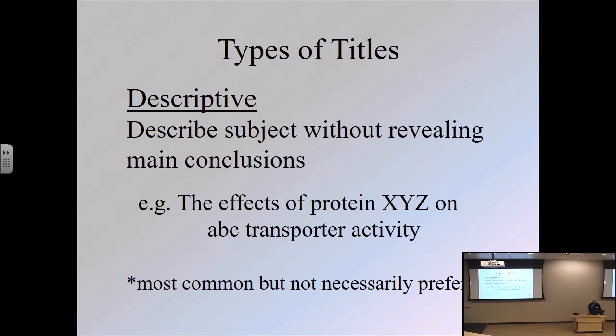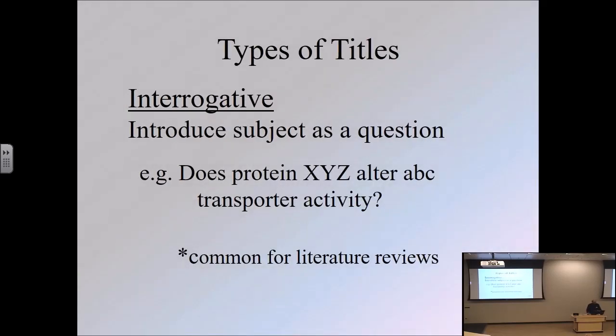As one instructor told me one time, this is not an O. Henry novel. You're not dangling out the end for that surprise ending. Science should always be very upfront and very clear from the very beginning. It's not a mystery. At least the writing is not a mystery. Sometimes you look at the writing and you say, this is a mystery. All right, interrogative. That's where you introduce the subject as a question. For example, does protein XYZ alter ABC transporter activity? Now this is going to be very common for literature reviews. Because in a literature review, you are saying, I'm going to address this question of what is happening.